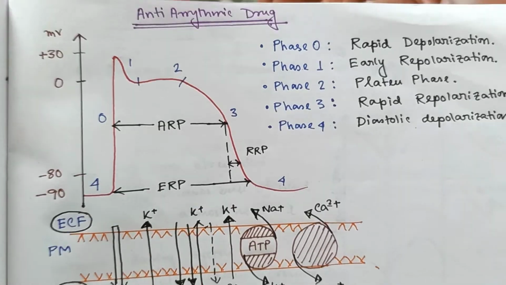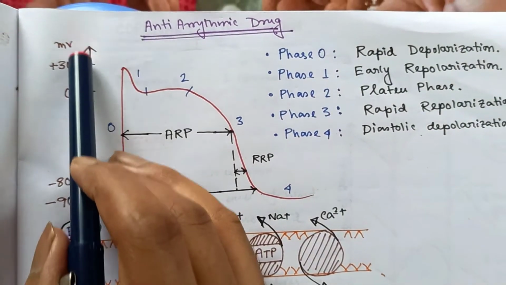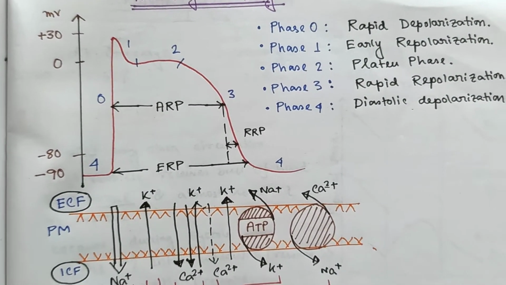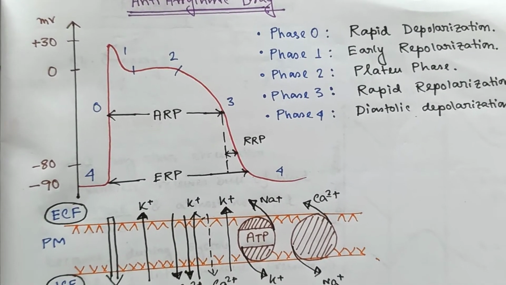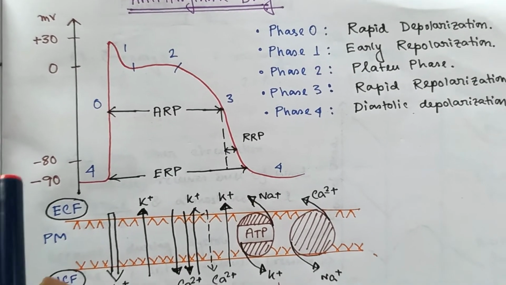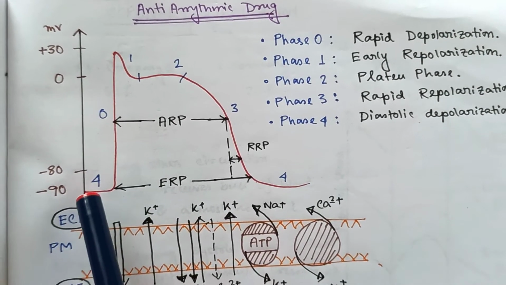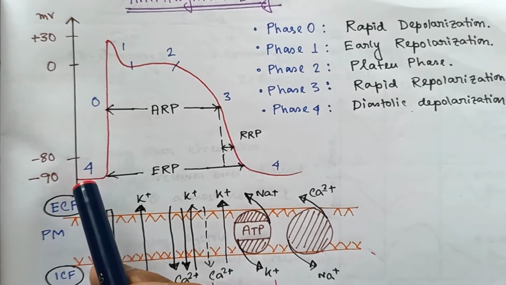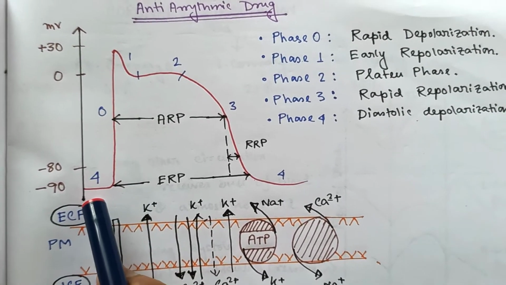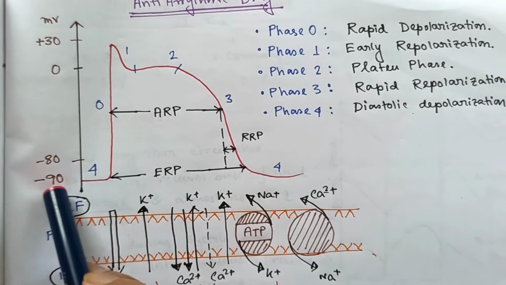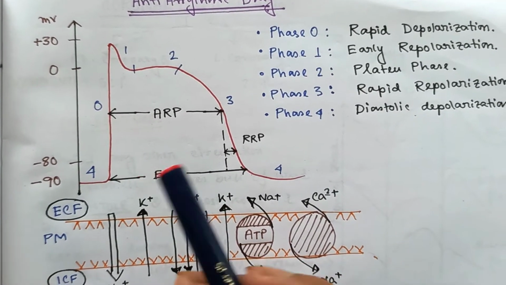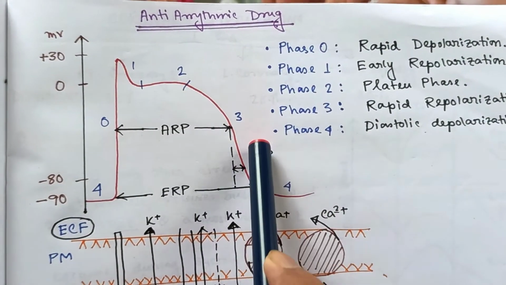So, suppose this is a curve showing the action potential in the atrial, Purkinje fibers or ventricular cardiac cells. The resting membrane potential in these non-autonomic cells lies near minus 90 millivolt. And in these myocytes, the action potential has 5 distinct phases.